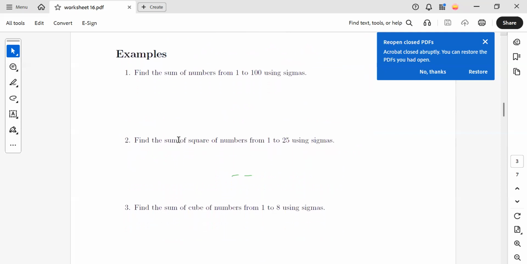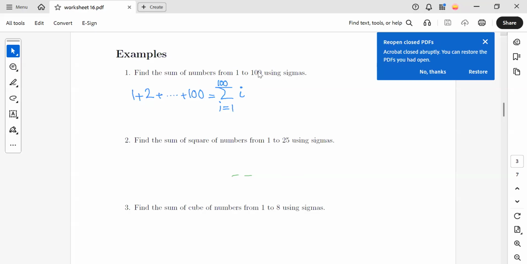Let's do the examples based on the formulas that we had. For the first one, if we want to find the sum of numbers from 1 to 100 using sigmas, it means that you are adding 1, 2, all the way to 100 together. So if we combine them together and write it as a math formula, we would write the sigma of i, that i starts from 1 ending 100.